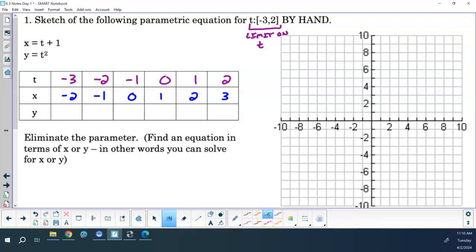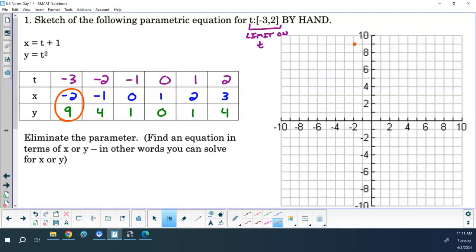When I plug in for y, negative 3 squared is 9. Negative 2 squared is 4. Negative 1 squared is 1. 0 squared is 0, 1 squared is 1, 2 squared is 4. So now I have to plot my points. Here is my first point, negative 2, comma 9. Negative 2, comma 9 is right there.